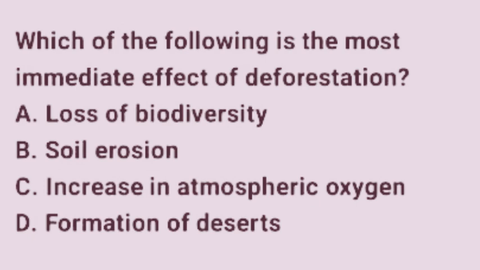Now, here's the concept. When trees are cut down, roots no longer hold the soil together. Rainfall easily washes away topsoil, leading to immediate soil erosion. Other effects are you have loss of biodiversity. This happens over time as animals lose their habitat. We also have desertification. It is a long-term effect when continuous erosion and lack of vegetation degrade the land. Oxygen actually decreases because fewer plants are available for photosynthesis. So the first and immediate problem is soil erosion, which is option B.